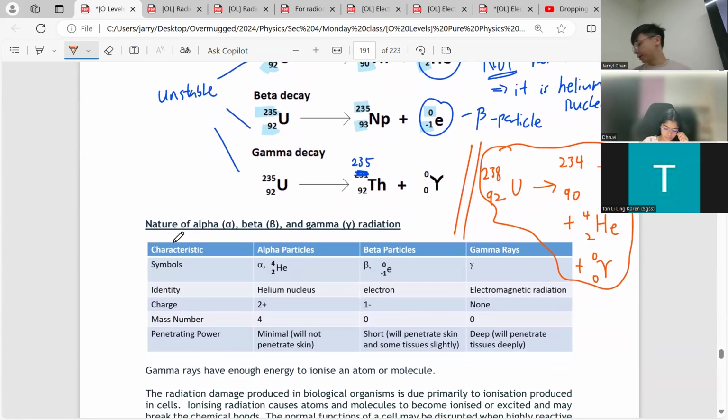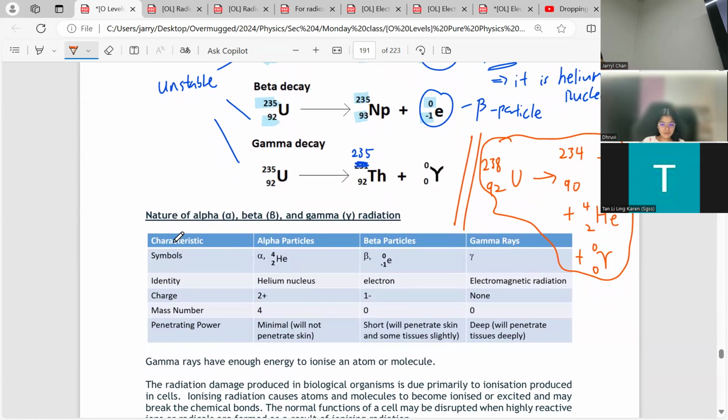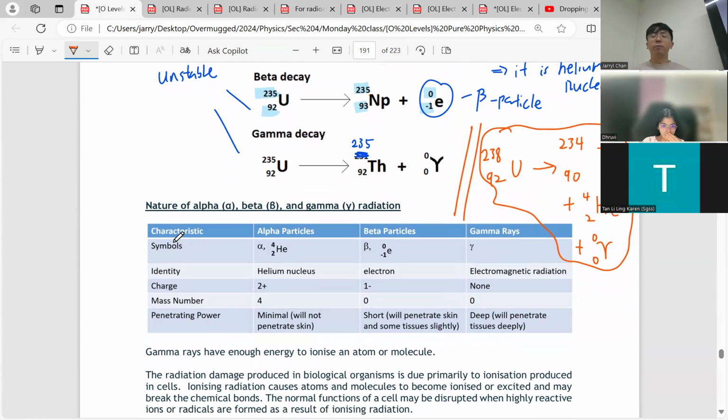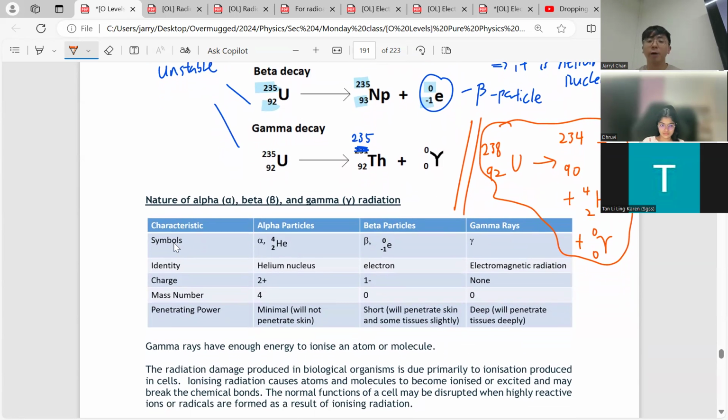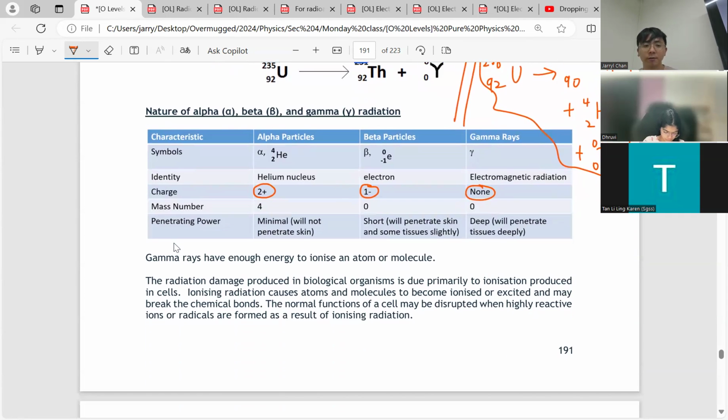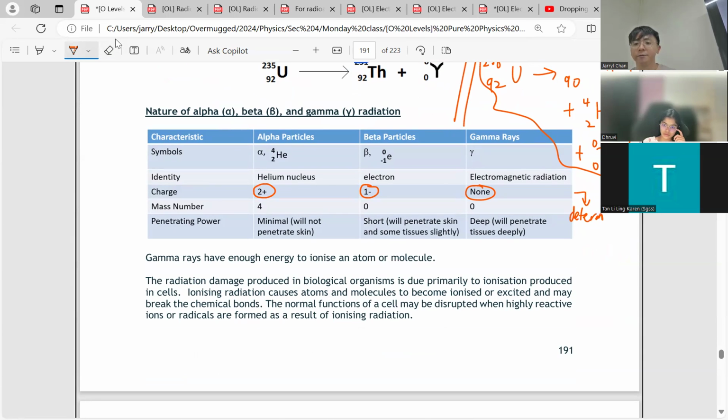That's why in the table that you're going to see below, for alpha, beta, and gamma, we need to be very clear about their charge. Some of you may have encountered this question before already. The 2 plus, 1 minus, and no charge is going to determine how they behave in a magnetic field.